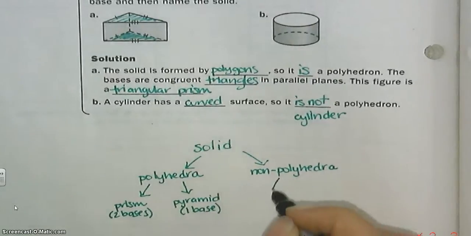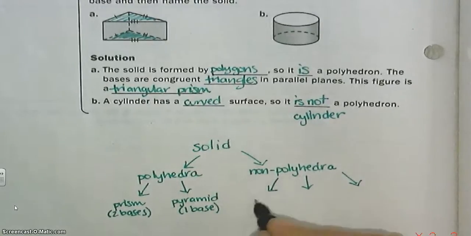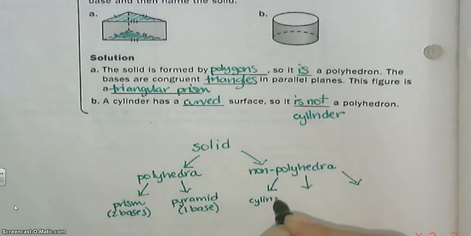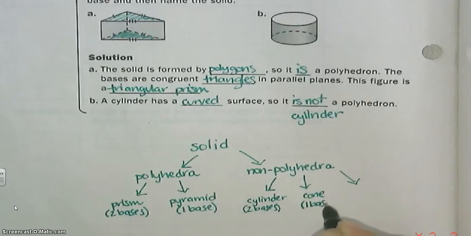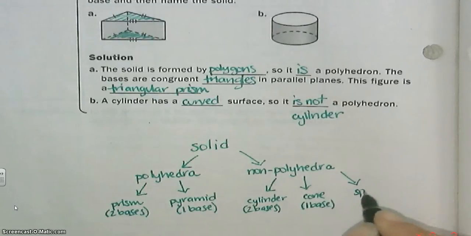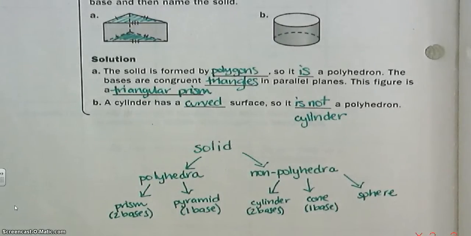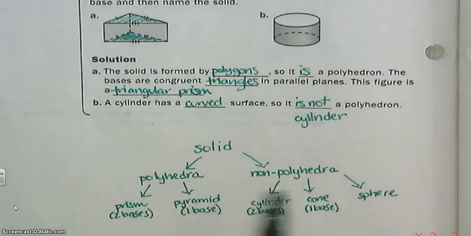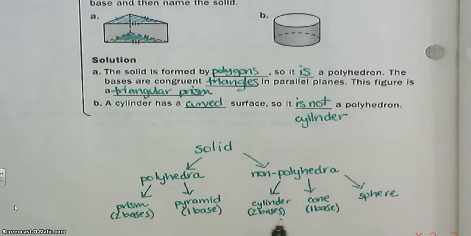Non-polyhedra, there's three different types of non-polyhedra. They have curved edges. We just talked about a cylinder. A cylinder has two bases. Then there's a cone. A cone only has one base. And then there's a sphere, just like a ball, a basketball, a volleyball. So this will help you determine, we'll name some of these things. So two bases, prism, or if it's circular, it's called a cylinder.